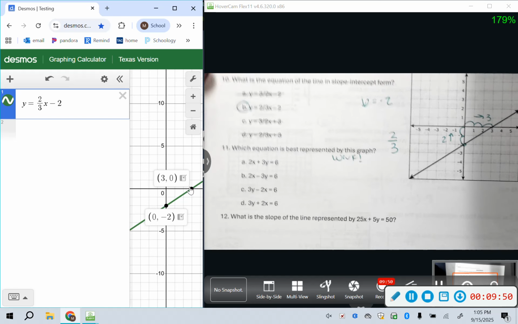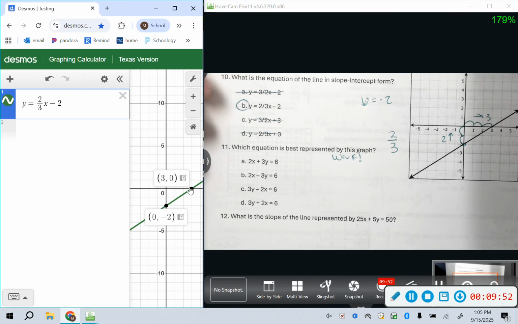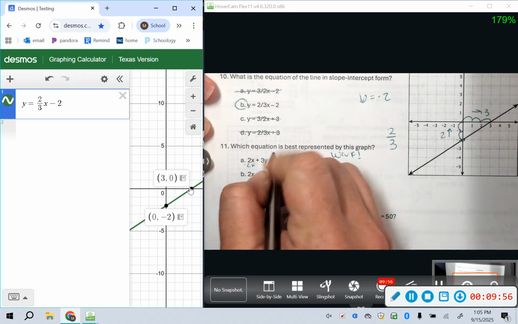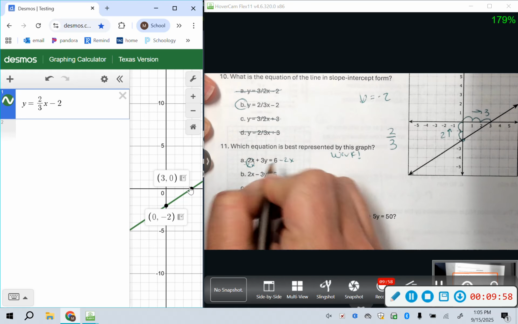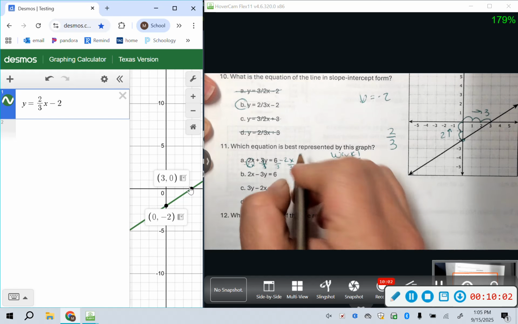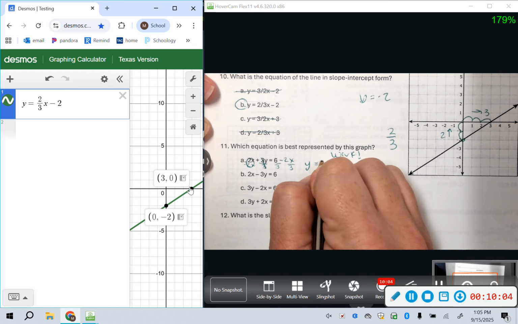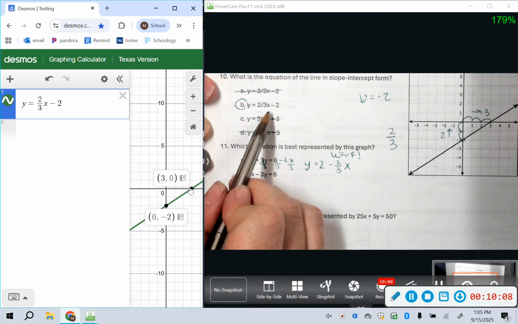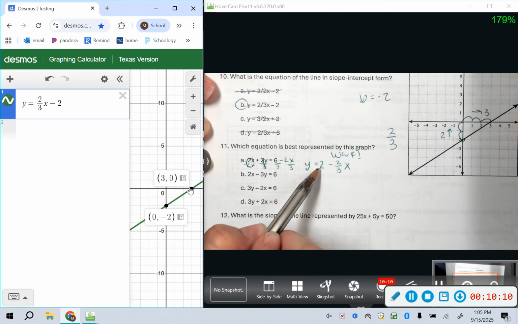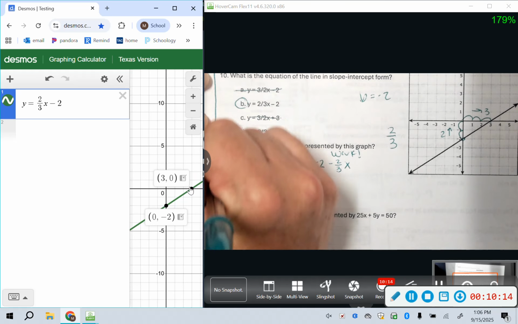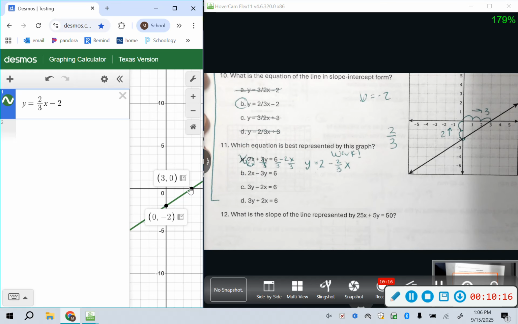Okay, now on number 11, you do have to show work. If you don't show work, I don't know how you got the right answer. So you have to solve for y. So move your x, divide by y, and that leaves me with y equals positive 2 minus 2/3 x. Well, I don't have a positive 2, I have a negative 2. So that doesn't match. So A is not my answer. Because remember, 10 and 11 go together for this graph.